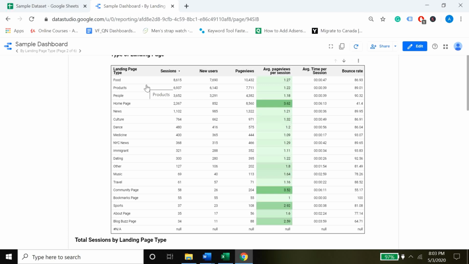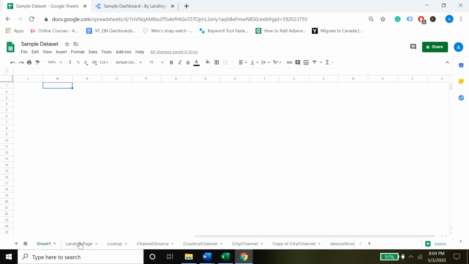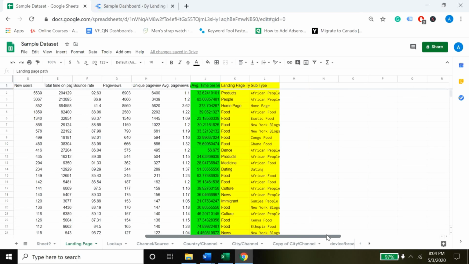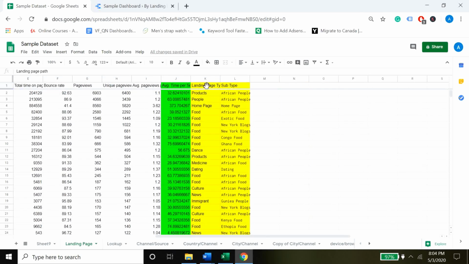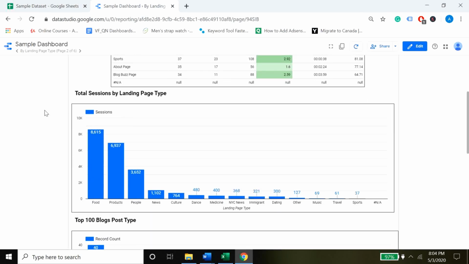was the best traffic driver. So 8,615 sessions came from all the topics that were related to food, and food was basically categorized from our data set, which was right here, this one. So in this, I had categorized our landing pages by all these different landing page types, which was again done through a lookup table. So now we have this.